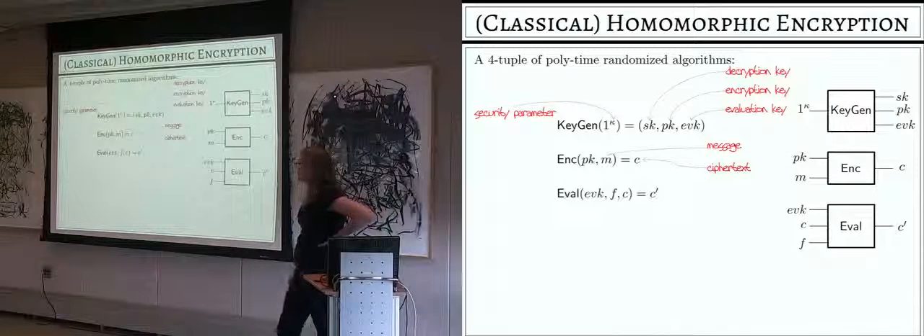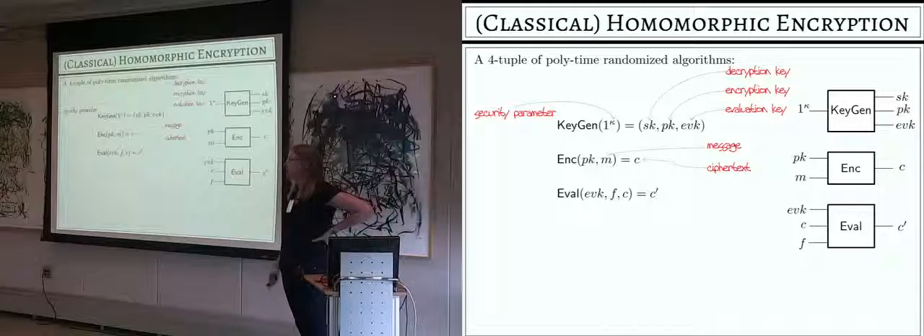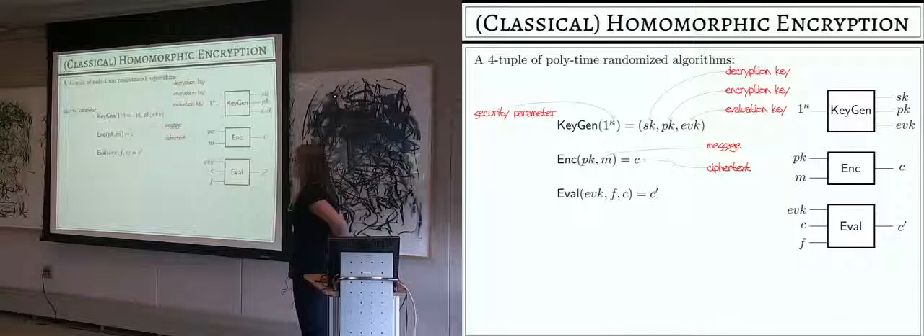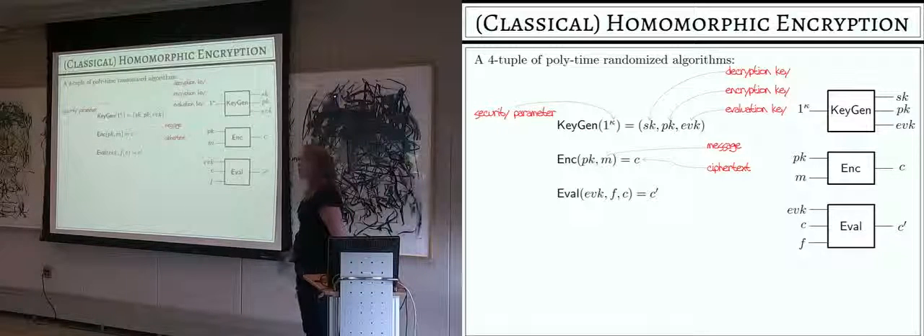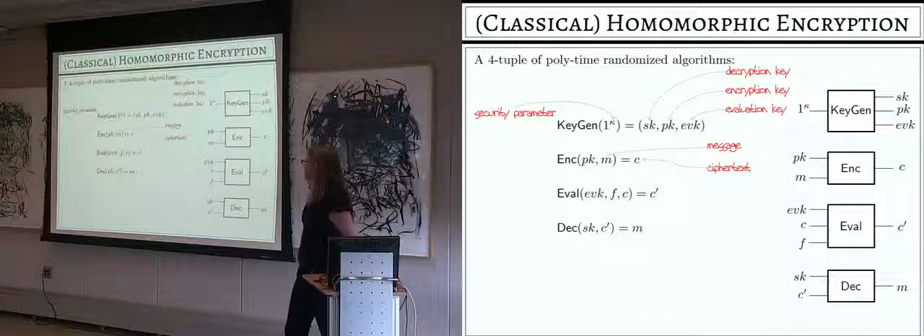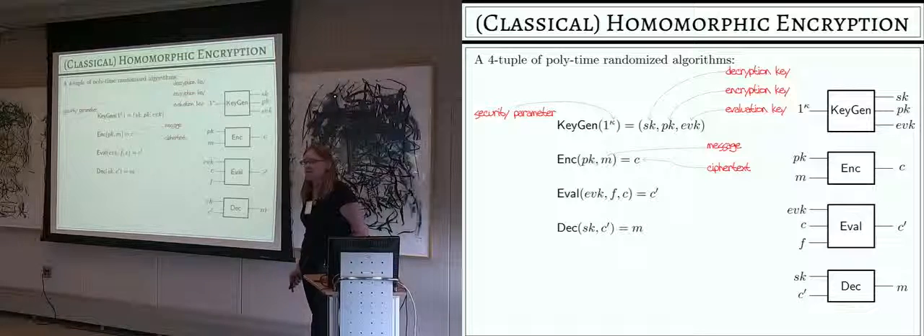The third procedure is an evaluation procedure. This takes an evaluation key and some function f, which we should think of f as being given as a circuit listed by its gates. And it takes some ciphertext C and it outputs a different ciphertext C prime. And then finally, we have a decryption algorithm which takes a decryption key and a ciphertext and outputs a message.